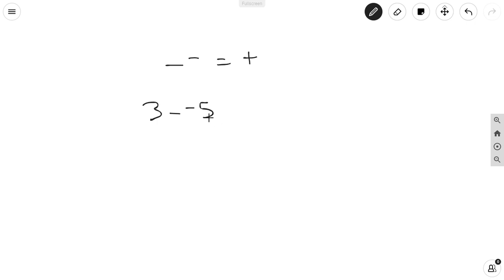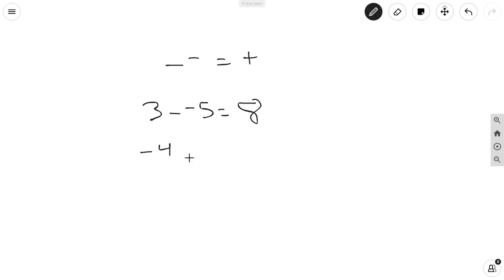Alright, so think of this as I'm subtracting, you're taking away, so I'm taking the loss away from 3, so I'm adding. So 3 plus 5, which is 8. So anytime you see subtraction followed by a negative, just think of it as addition. So 3 plus 5 equals 8, right?